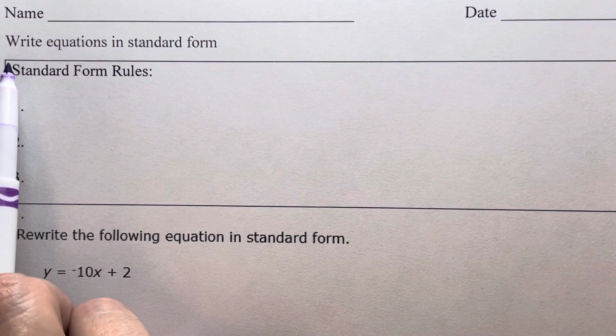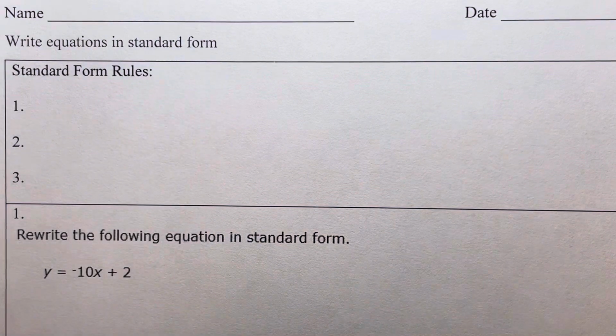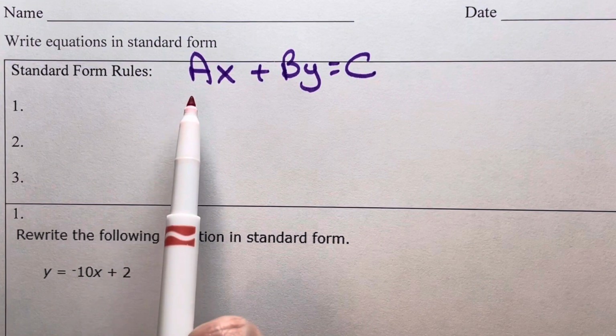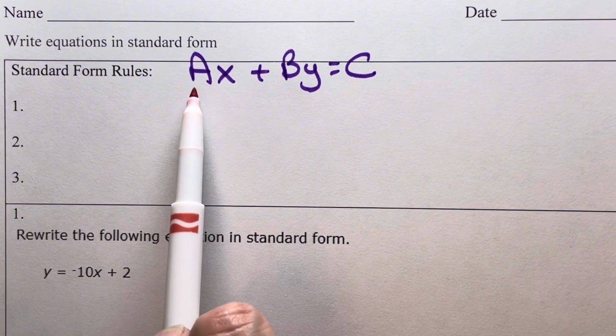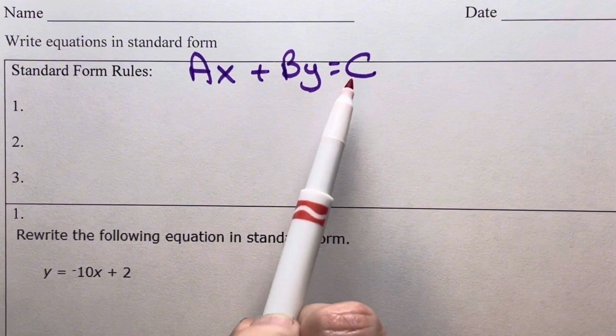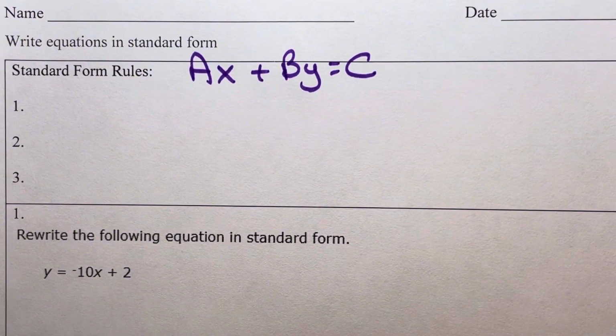In today's math lesson, we're going to write equations in standard form. Equations that are in standard form look like ax plus by equals c, where a, b, and c are your numbers. There are 3 rules that have to be met in order to make sure that your equation is in standard form. Let's find out what they are.